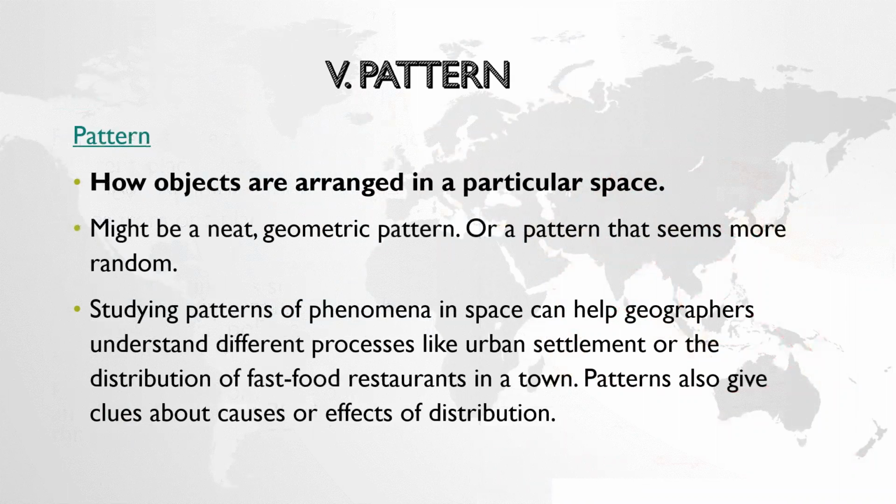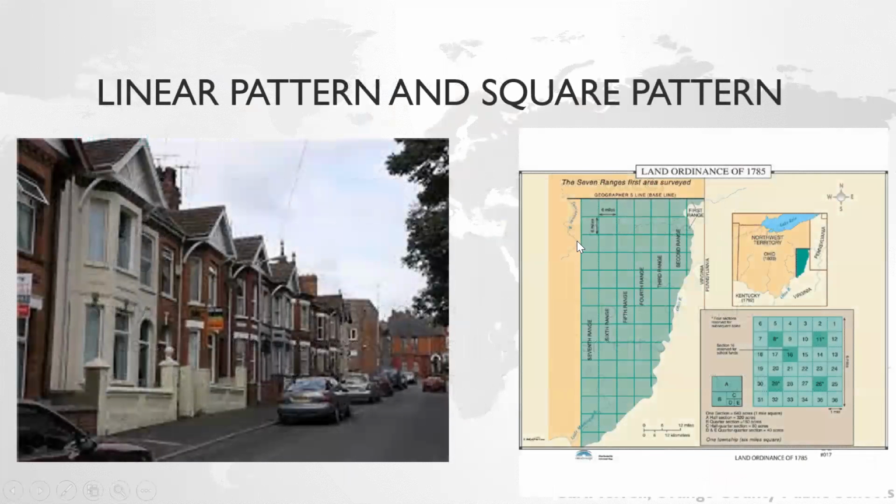All right. And the fifth concept here, also relating to space, pattern, right? Pattern is how objects are arranged in a particular space, right? It could be a neat pattern, right? A geometric pattern, or a pattern that's more random, right? It's not discernible, right? So studying patterns of phenomena in space helps geographers understand different processes like urban settlement, the distribution of fast food restaurants, right? And they also give clues about the causes and effects of how things are distributed across space, right?